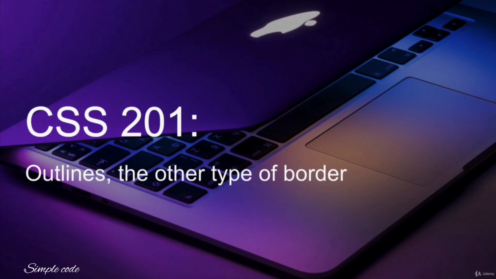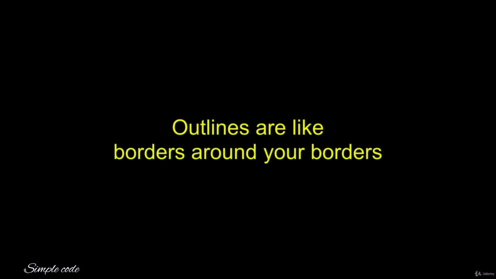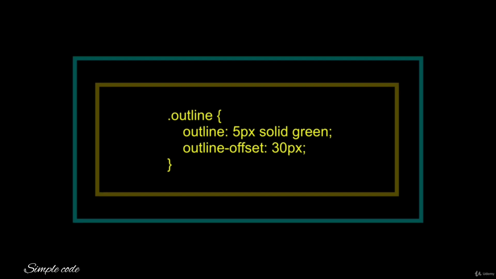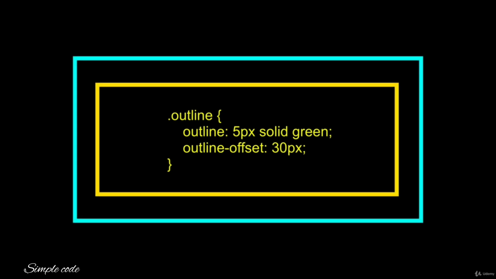Outline is the border that goes around everything. It's honestly the border around a border. You can add an outline and you can tell it to have an offset. We use the outline offset to give some space between the element and your outline. We'll demonstrate that in just a second. But basically, outline is like having two borders, and it's really nice for visual improvement.